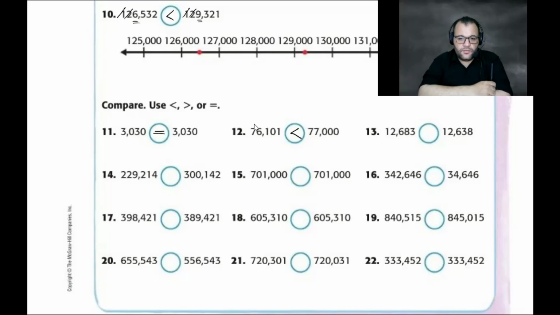Number 13: read the number, put the sign, then read the number. 12,683 and 12,638. So 12,683 will be the bigger one. Okay, thanks.